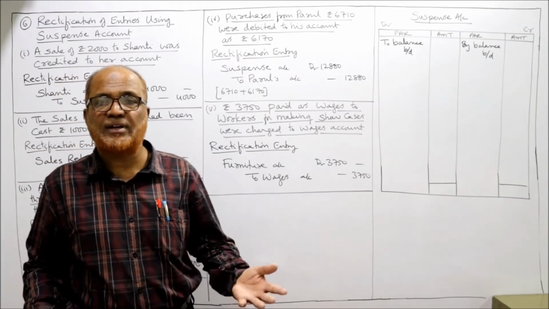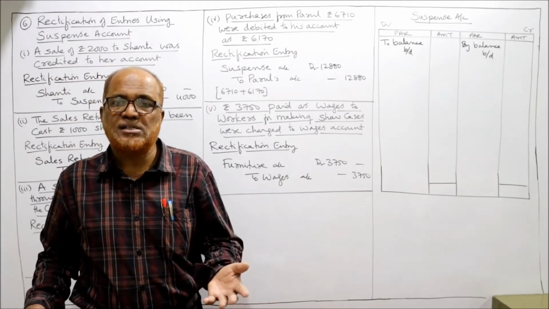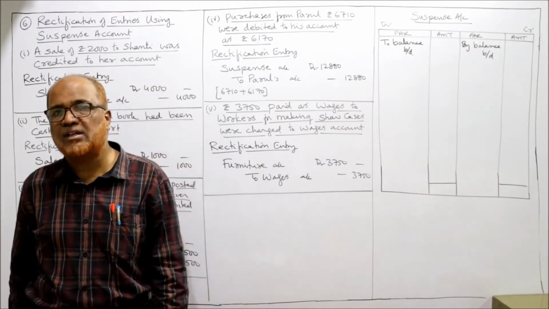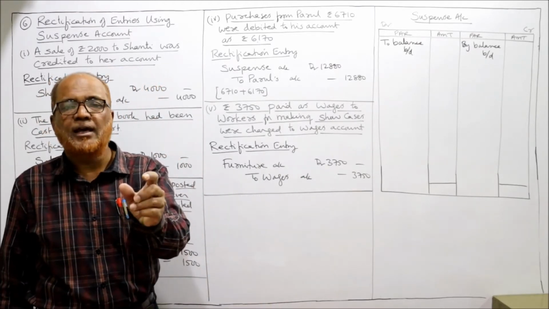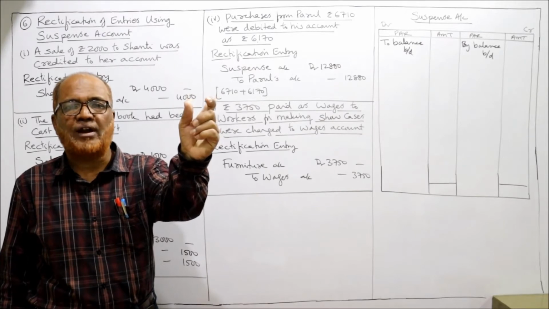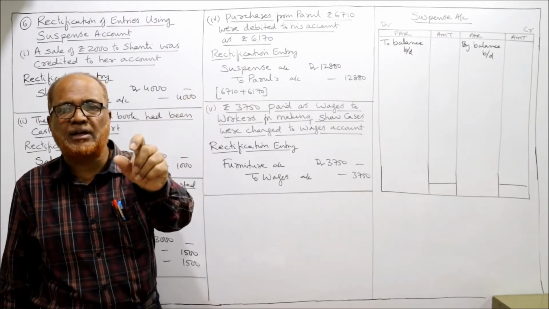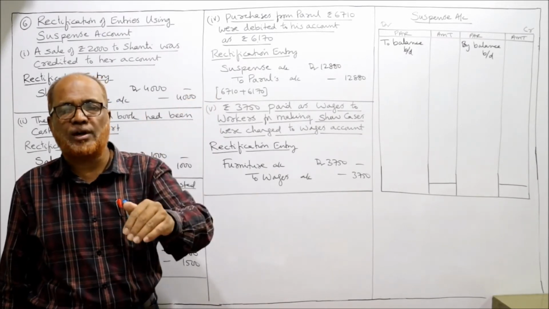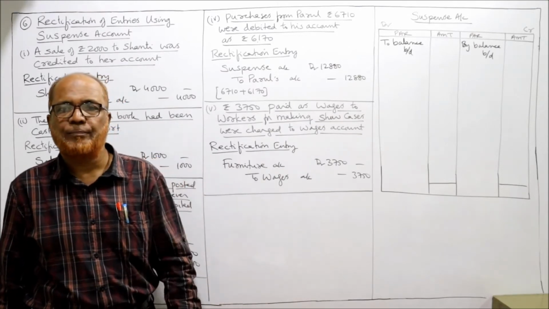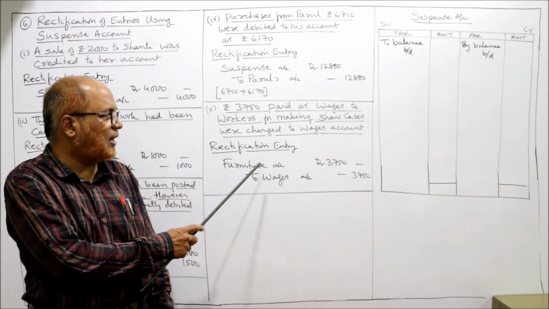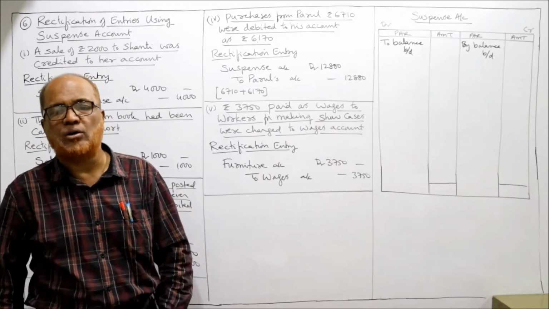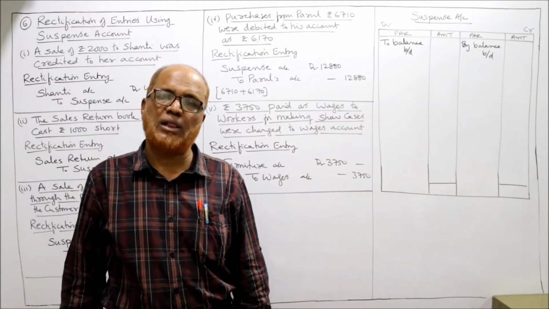This error will not affect the suspense account, because simply, instead of debiting furniture account, we have debited wages account. Now we will credit wages, and debit furniture. So correct rectification entry will be furniture account debtor to wages account. That's all. So we have rectified all the entries.